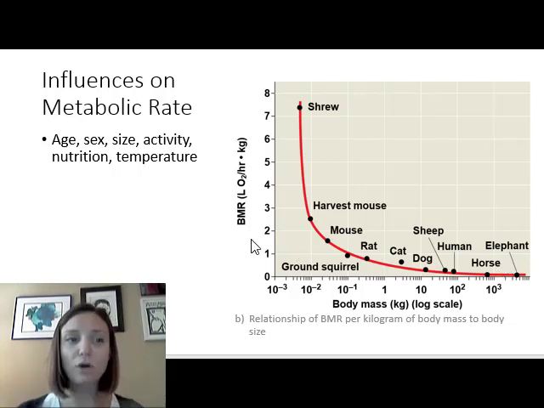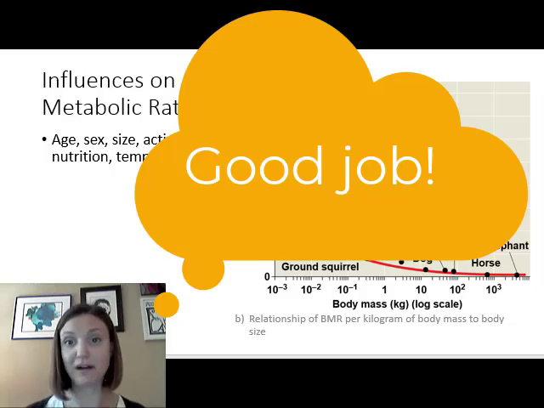So that's a general overview of animal structure and function. And we'll come back to these ideas of form and function that are going to be tied together as we go through the different body systems.